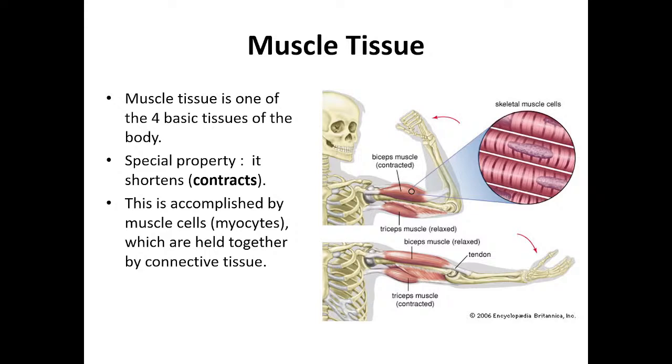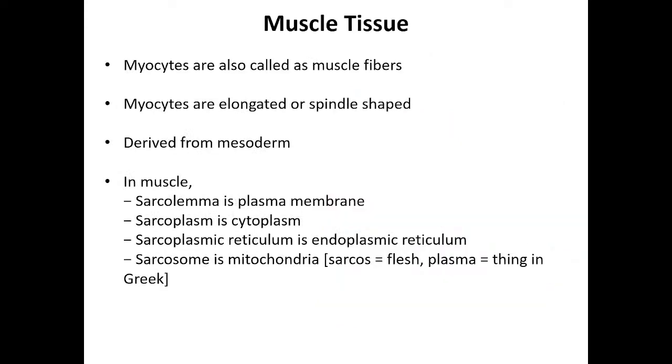We have seen already that muscle tissue is one of the 4 basic tissues of the human body, and it has the special property, the ability to contract. What happens in contraction? It shortens in length. When it relaxes, it comes back to its original length. This contraction is accomplished by a special cell called the myocyte. The cell of the muscle is called a myocyte, and these cells are held together by connective tissue.